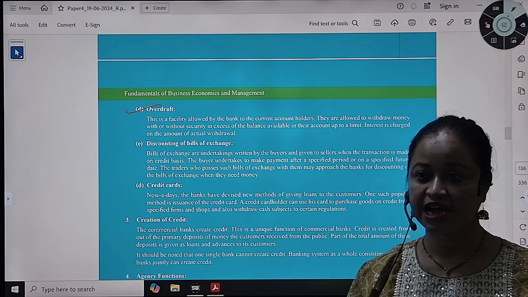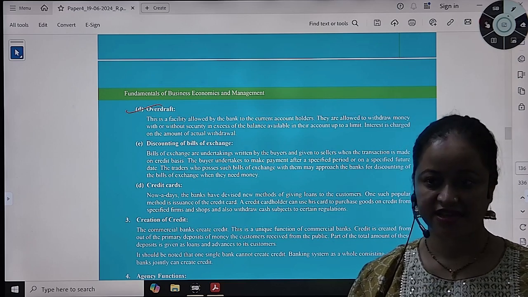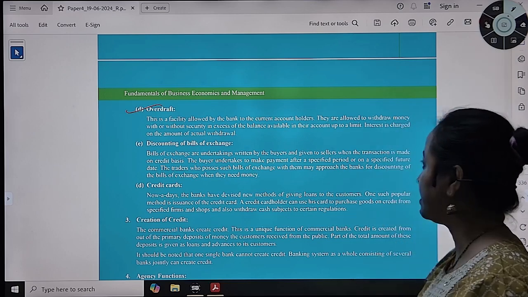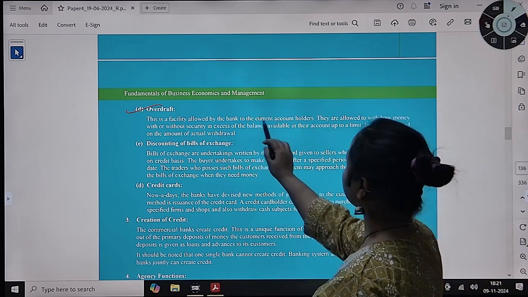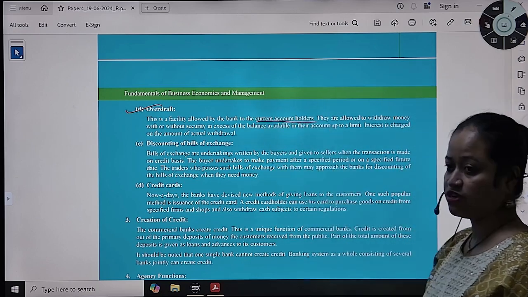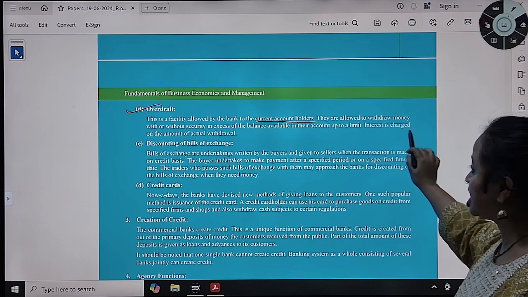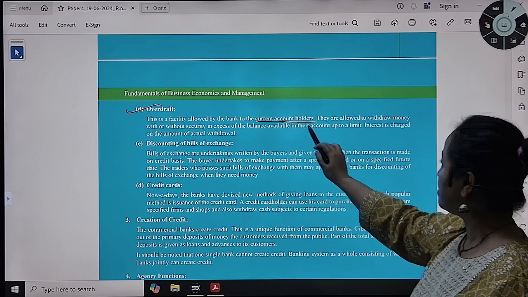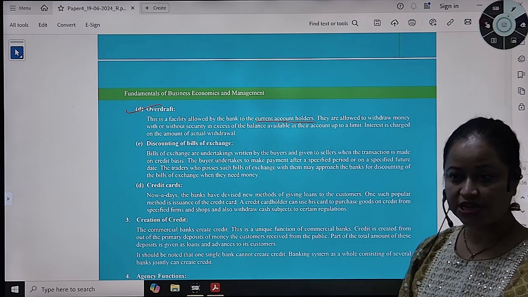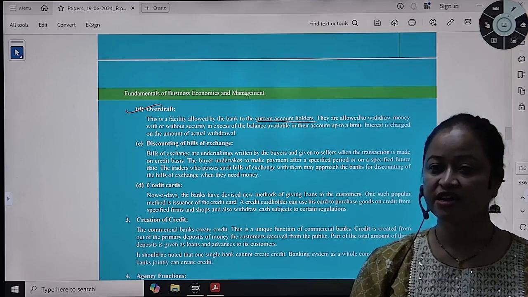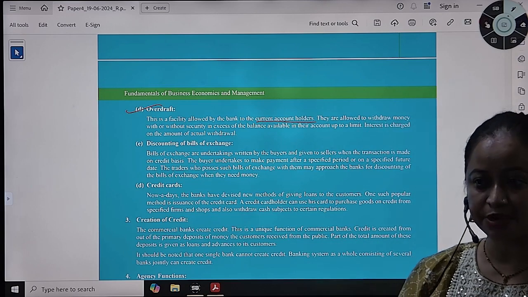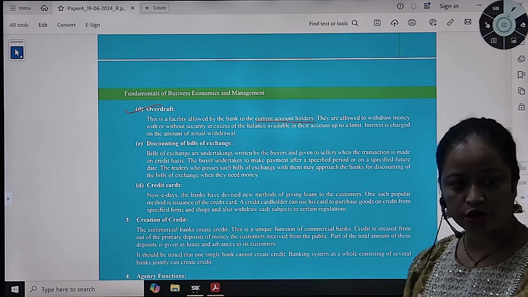So in your account, your available balance will be minus 1 lakh, right? That is what the overdraft facility is all about. This facility is only given to the current account holders. Here it's mentioned, they are allowed to withdraw money with or without security in excess of the balance available in their account, up to a limit. So there is a limit, and it depends upon the creditworthiness of the customer. Up to a specified limit, the customers are allowed to withdraw money.